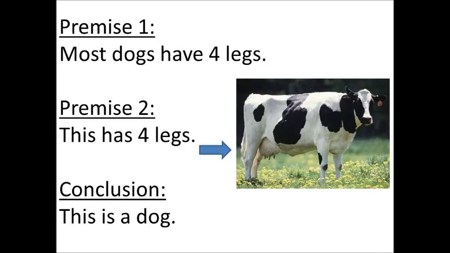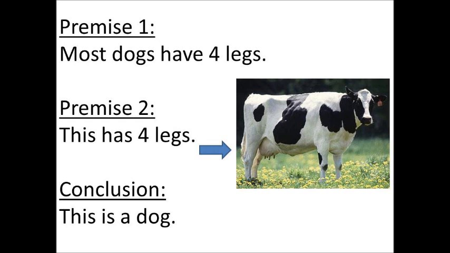Most dogs have 4 legs. The reason I say most is I know there's a 3-legged dog that runs around in our area here, okay? But most dogs have 4 legs. That animal has 4 legs, therefore that animal is a dog. True? What is wrong? That's a cat. Oh, it's a cow. I thought you said it's a cat. I thought you were being funny.